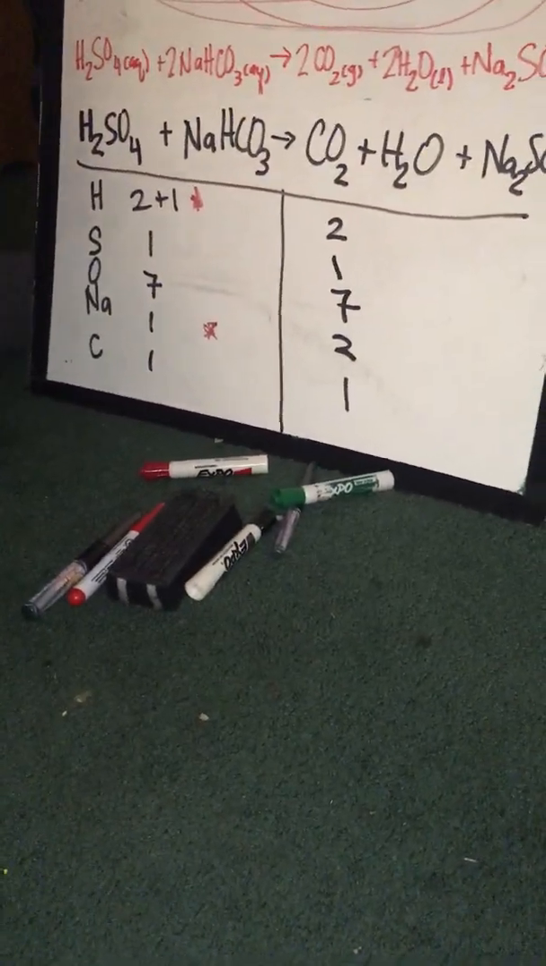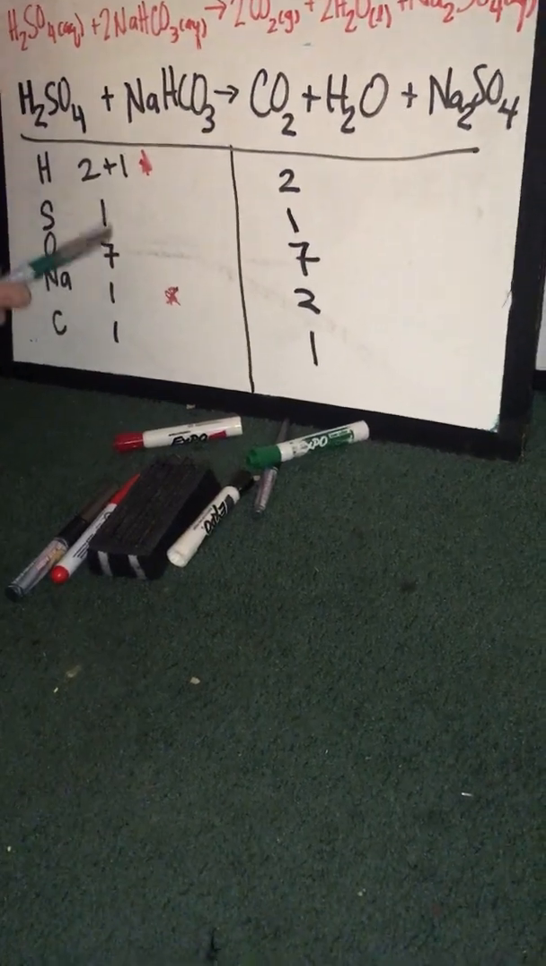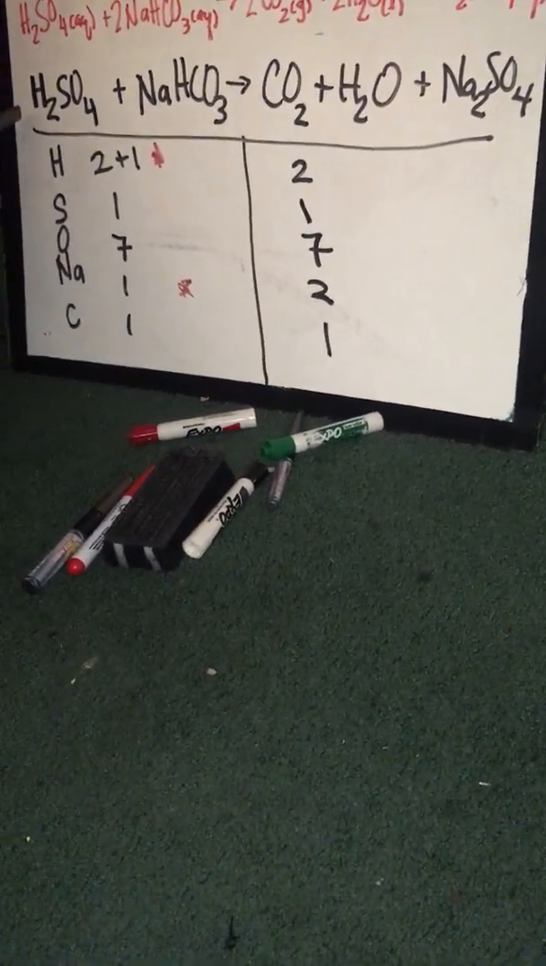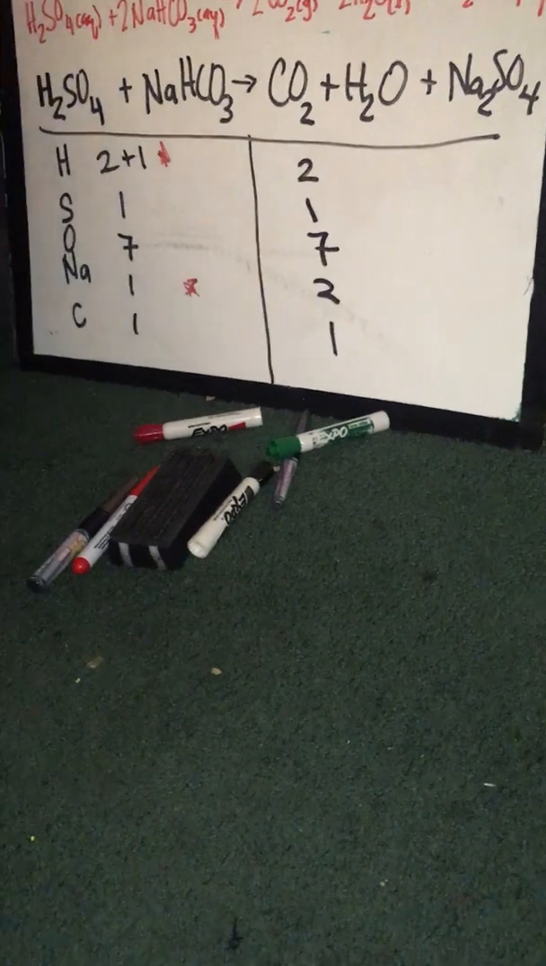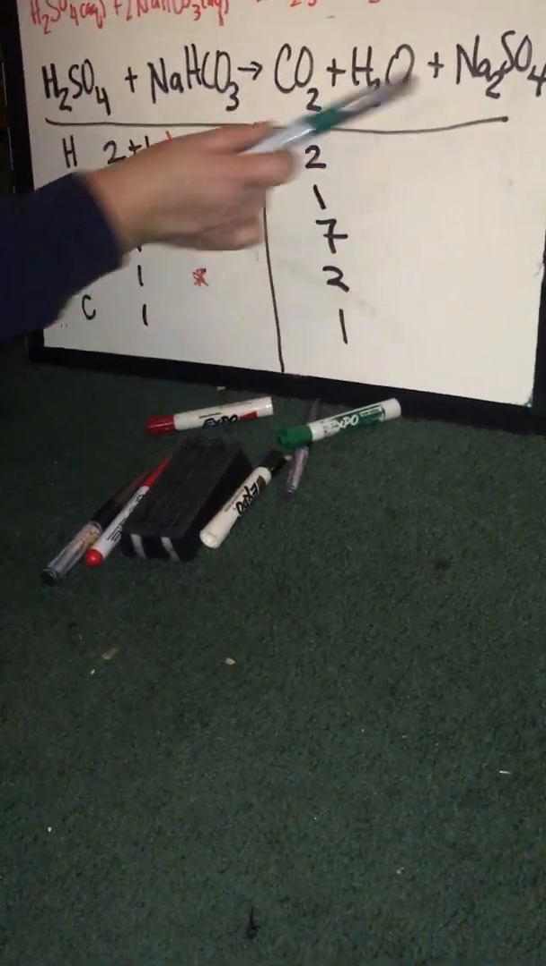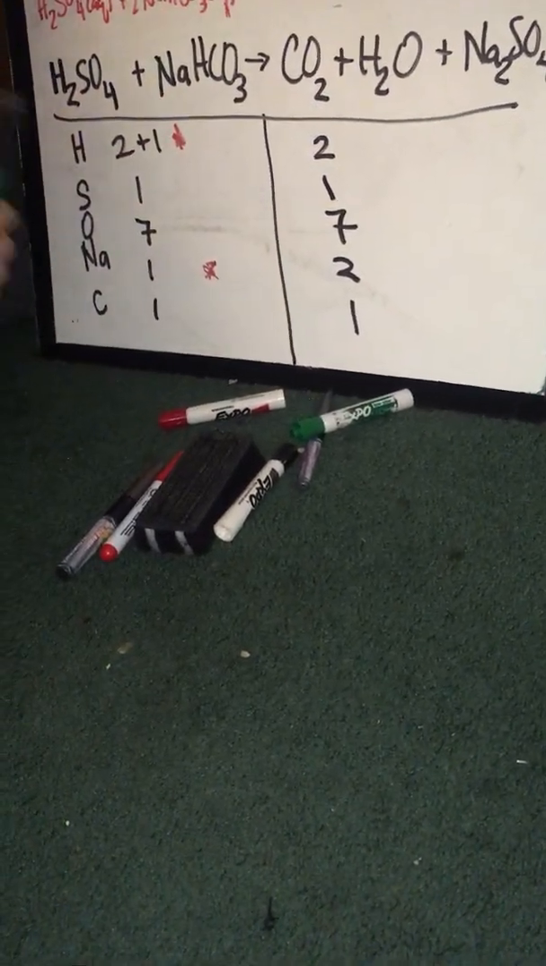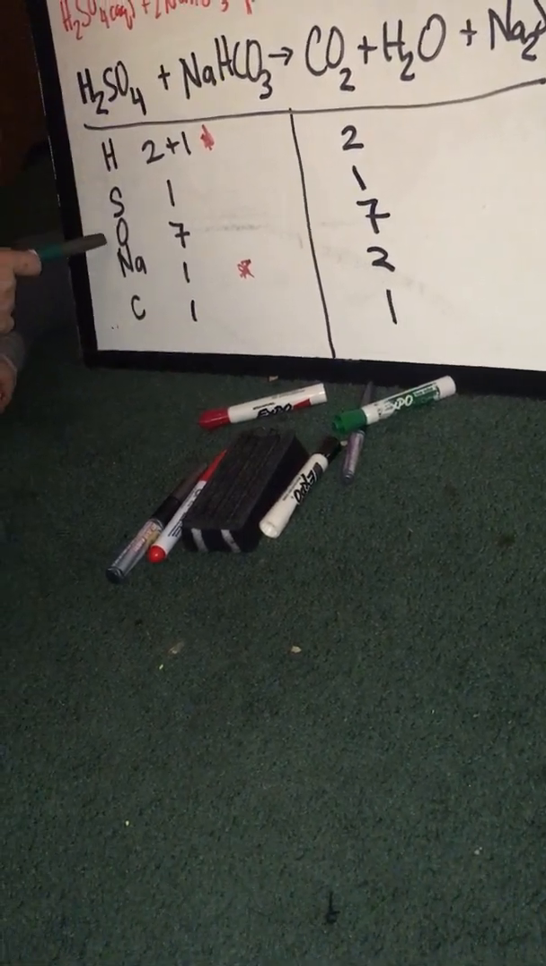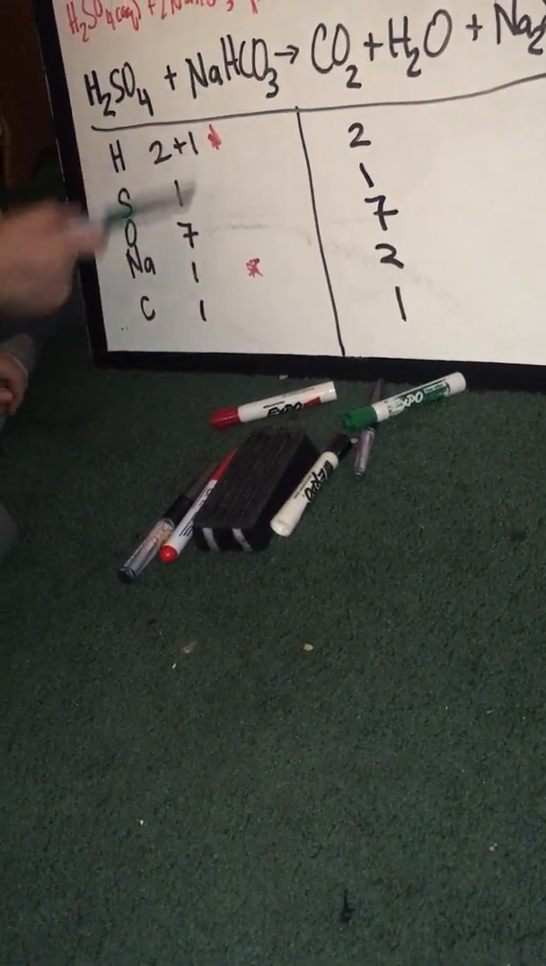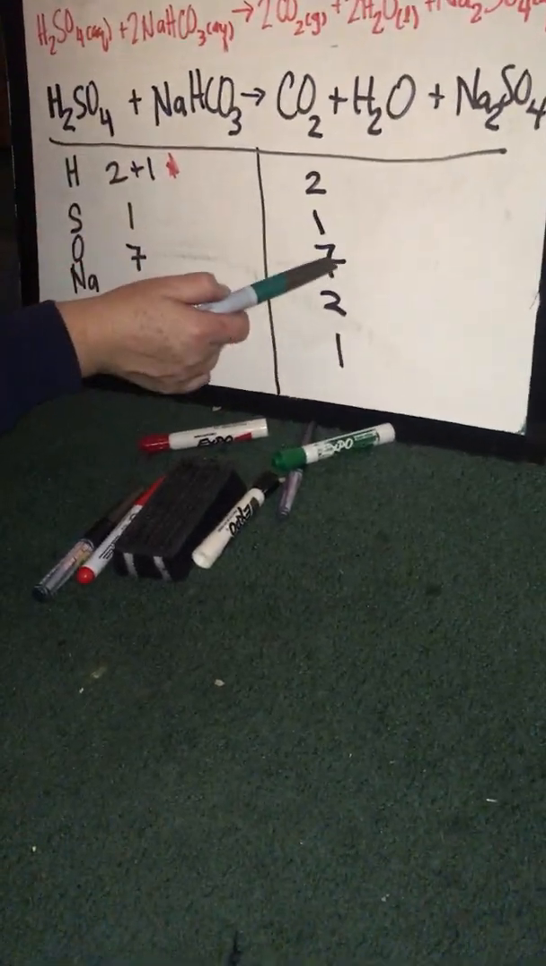Now what I did was I wrote down each element. So to balance the equation, we have to make sure that each element on the reactants side is the same element on the products side, and we have to have the same number of them. So I wrote them down. We have hydrogen, we have sulfur, we have oxygen, we have sodium, and we have carbon. Okay, and we have the same elements on the other side.